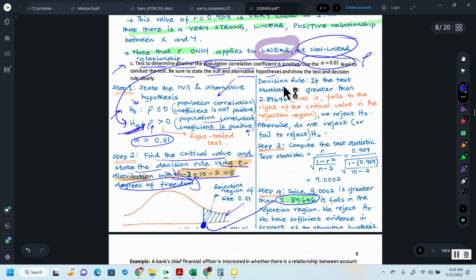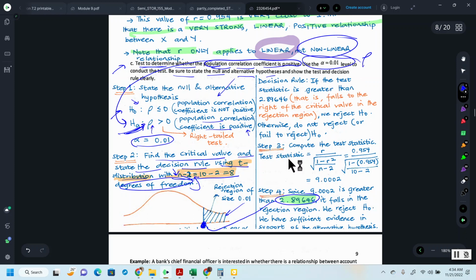So let's check our decision rule one more time. If the test statistic that we will compute in step 3 later is greater than the critical value, that is, it falls to the right of the critical value in the rejection region, we will reject the null hypothesis. Otherwise, if it does not, we will not reject the null hypothesis. So step 3, let's go and find this test statistic we were mentioning here.